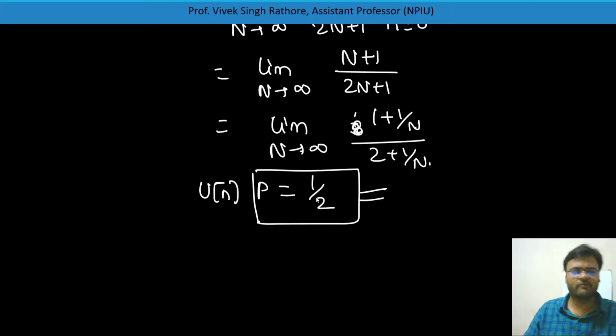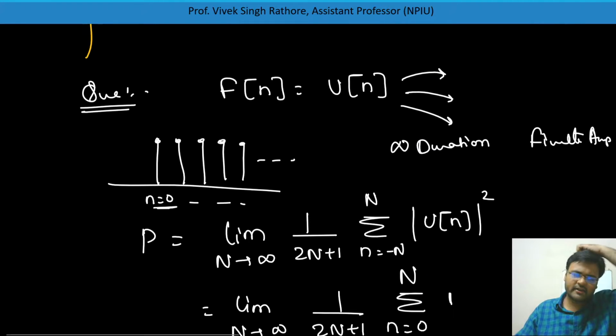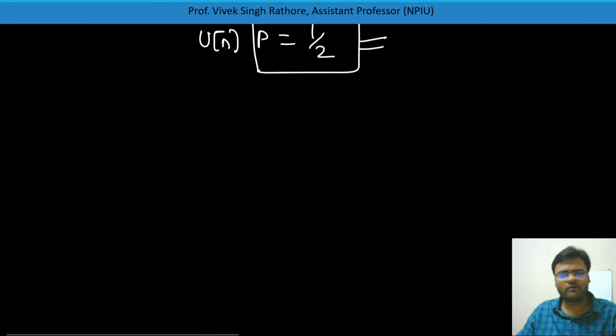It is a finite power, so it is a power signal. Definitely you can say it is a power signal, and the power is half watt. So like this you can calculate.